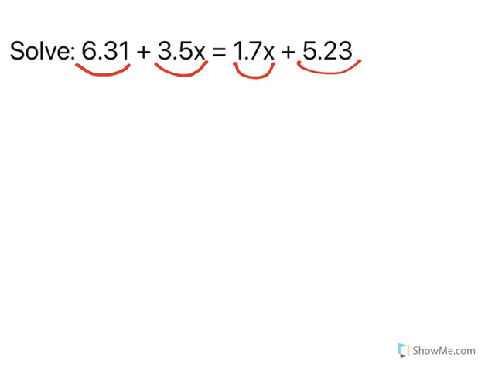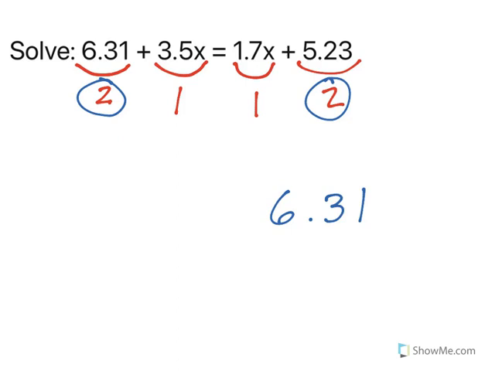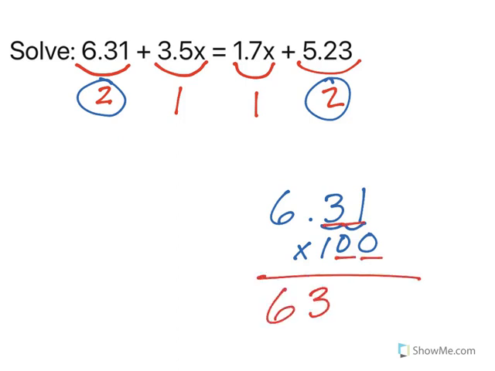In the first one, I have 2 decimal places. I have 1 because 3.5, 1.7, 5.23. So you want to recognize the largest number, and that is 2. As an aside, if I have 2 decimal places and I multiply by 100, I pick 100 because 2 decimal places, 2 zeros. When I do that with 6.31, I get 631, and the decimal goes away.